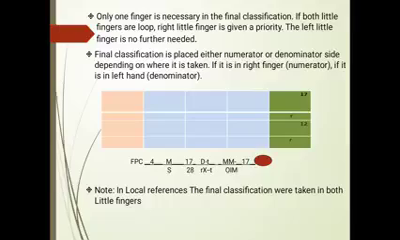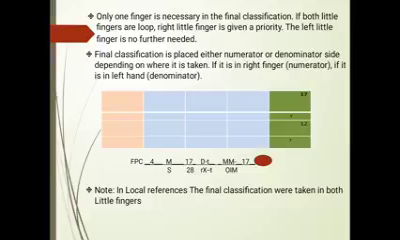Final classification is placed on either the numerator or denominator side, depending on where it is taken. If it is in the right finger, it should be placed on the numerator side, while if it is on the left finger, it should be put on the denominator side.